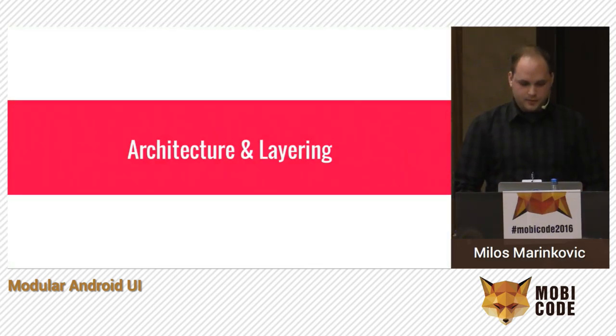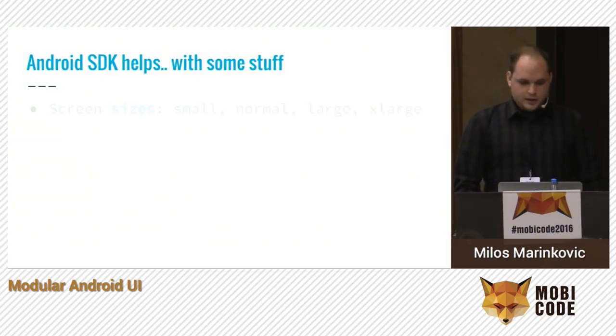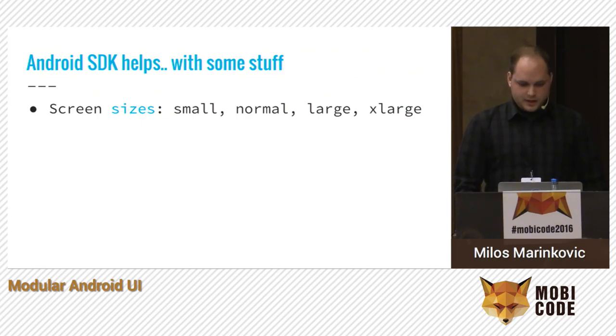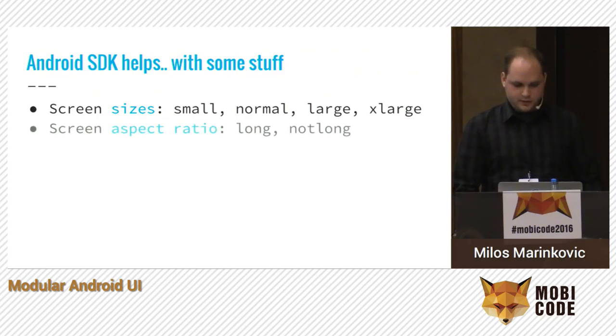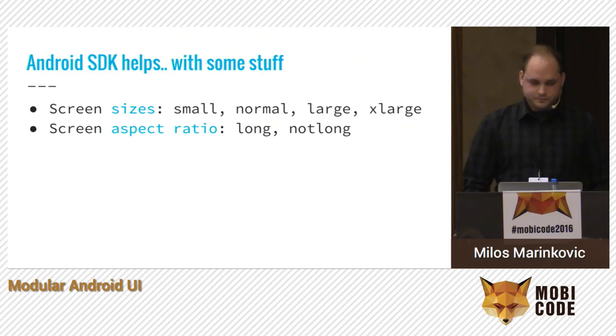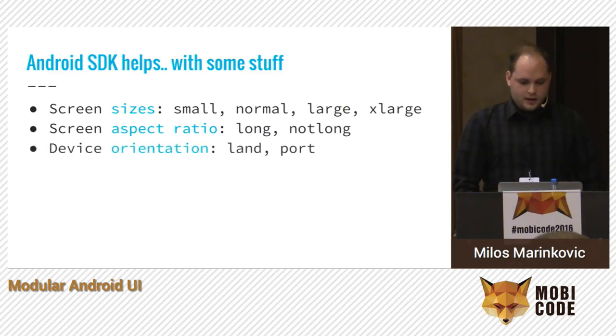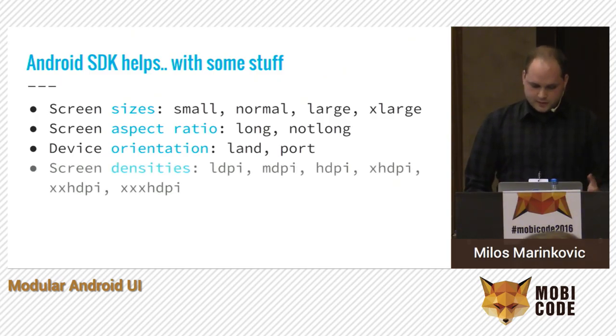So a lot of problems, and here are some solutions. Android SDK helps with screen sizes, so small, normal, large, extra large, and so on. It helps with aspect ratio. I've read somewhere that one of these two actually started working only on Android 3.2 or 3.1, some strange version. So we don't use these. Device orientation, we all obviously use this. Also we use screen densities for drawables mostly.